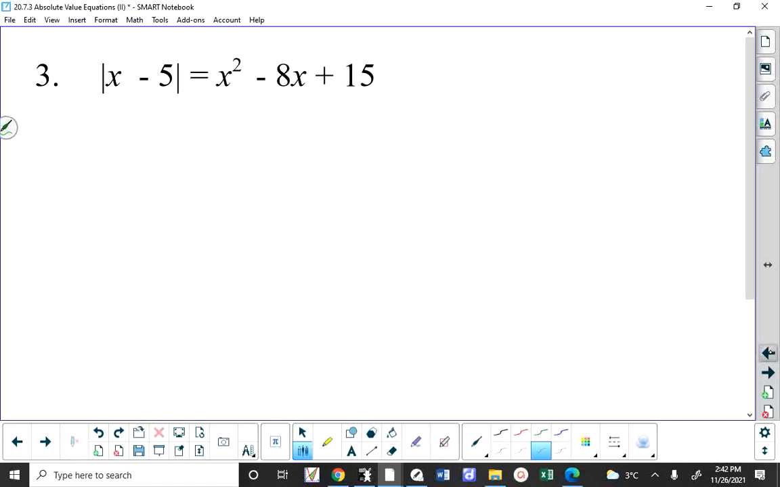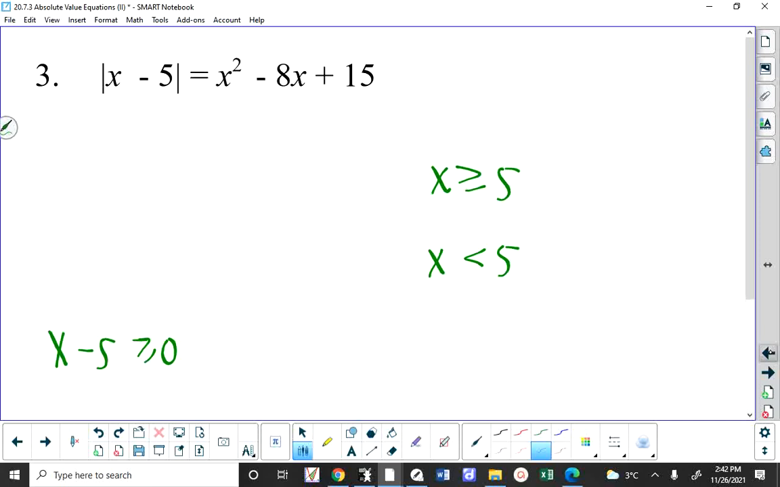Number 3. Looking at the equation and looking at the absolute value part of the equation, I hope it's clear that those will be your two subdomains. You start by saying the argument in the absolute value sign, x minus 5, must be greater than or equal to 0 for equation 1. And you solve that for x, and you get x is greater than or equal to 5.